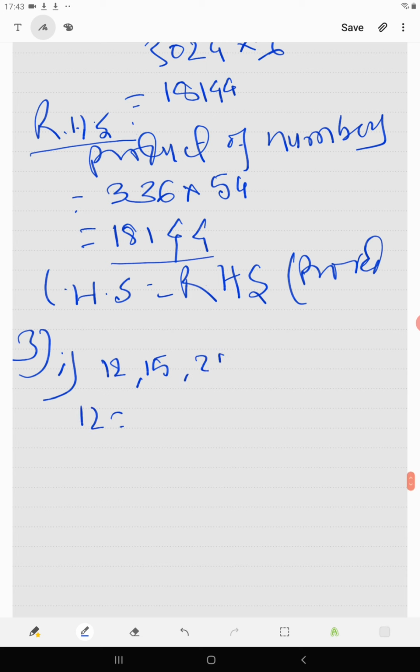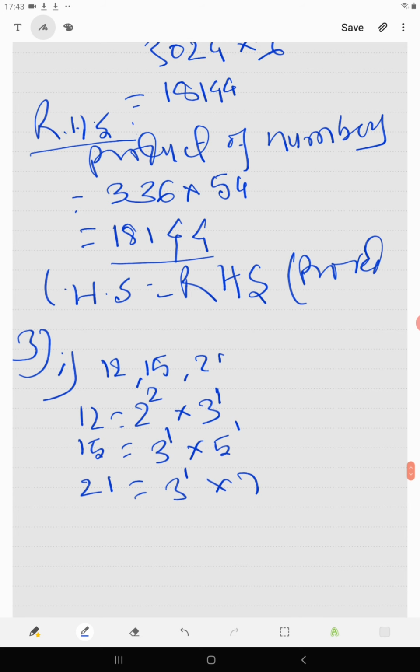So 12 you can do LCM type also. I am directly writing because this is very easy thing. So 2 square into 3. 15 can be written as 3 to the power 1 into 5 to the power 1, and 21 can be written as 3 to the power 1 into 7 to the power 1. If you wish, you can write power 1 or you can leave it also, it doesn't matter. This is for understanding purpose only I have written.